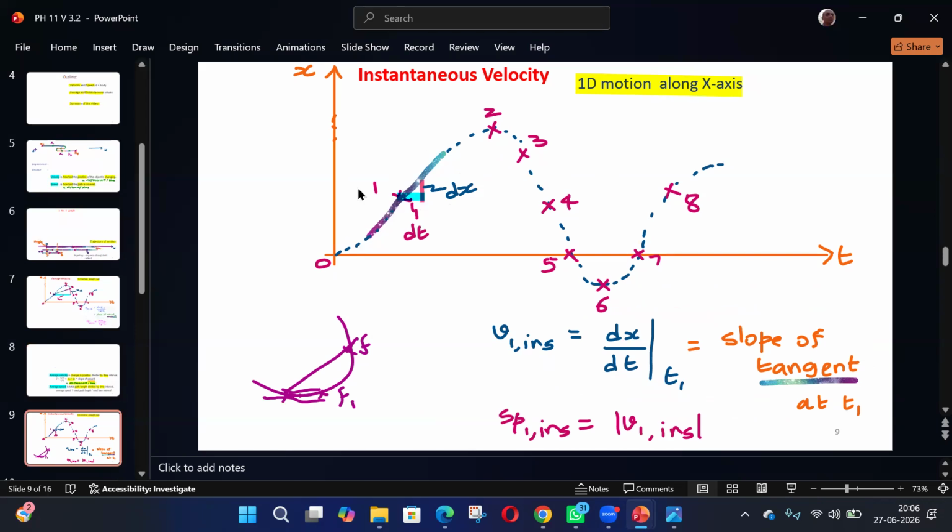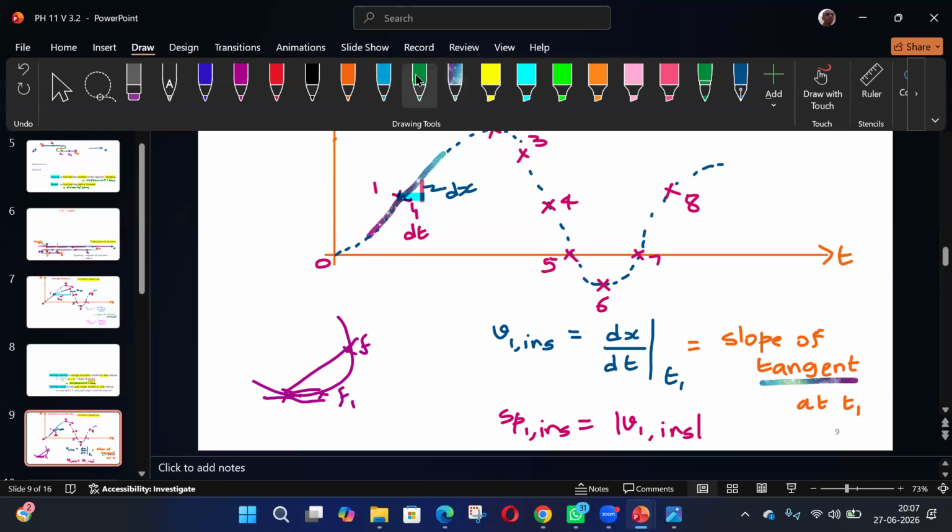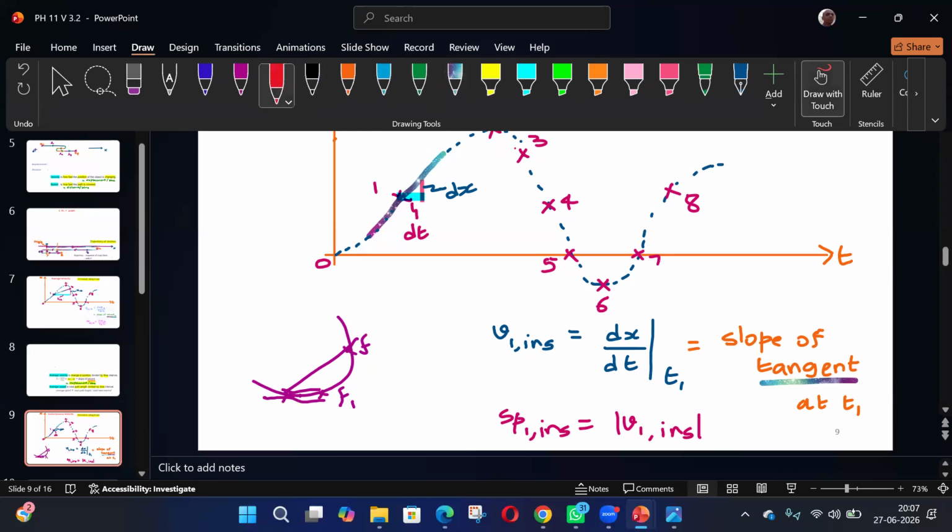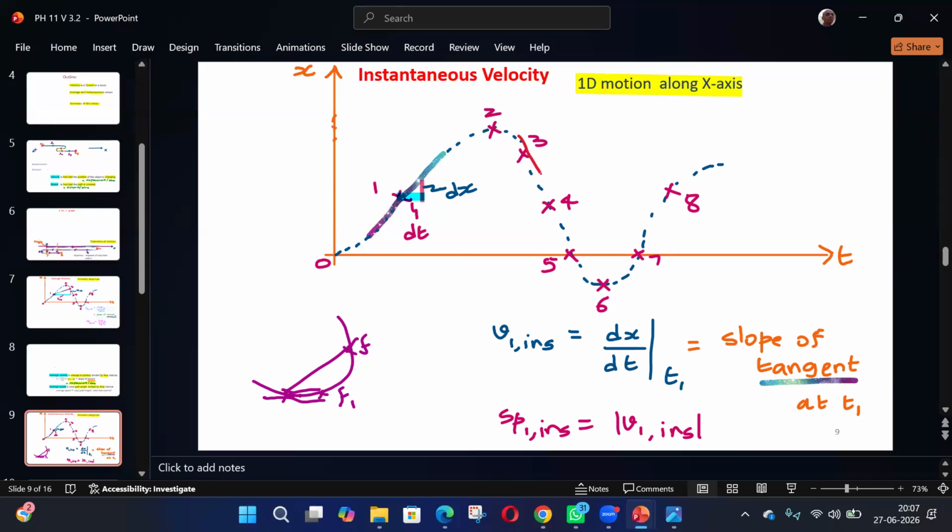Instantaneous velocity is defined at any instant. So at that particular instant, go and draw a tangent. The slope of that tangent is the instantaneous velocity. And if I take the magnitude of the instantaneous velocity, I get the instantaneous speed, because the slope can be either positive or negative. So similarly, if you find the instantaneous speed at time instant 3, here, then this is the tangent. Take the slope of this tangent at point 3, that will be negative. So velocity will be negative, but speed is just the magnitude of this.